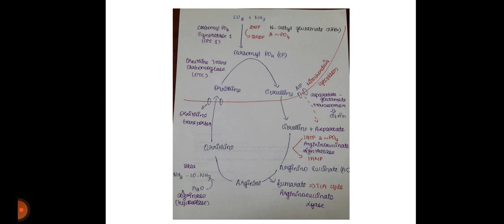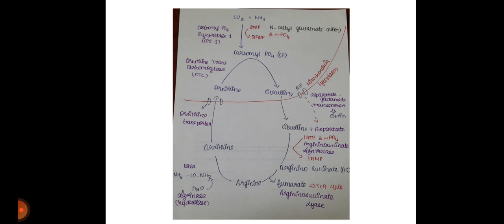The enzyme used over here is argininosuccinate synthetase. As I said earlier, wherever synthetase comes, you should write ATP. There is a requirement of ATP. So 1 ATP is converted to 1 AMP. So this step yields 2 high energy phosphates. This argininosuccinate is converted to arginine in the presence of the enzyme argininosuccinate lyase, and fumarate is released over here and it goes to the TCA cycle.